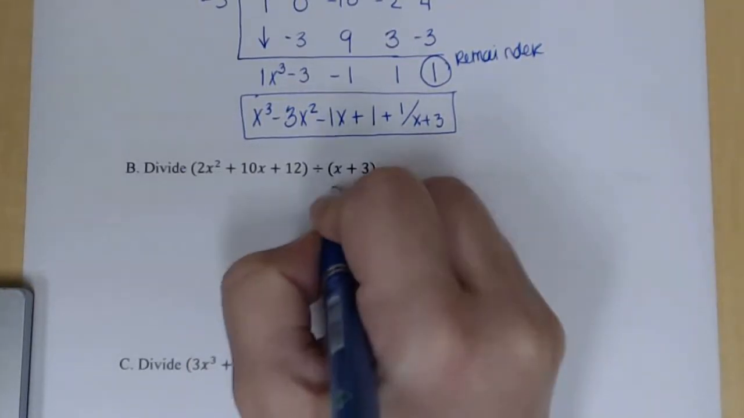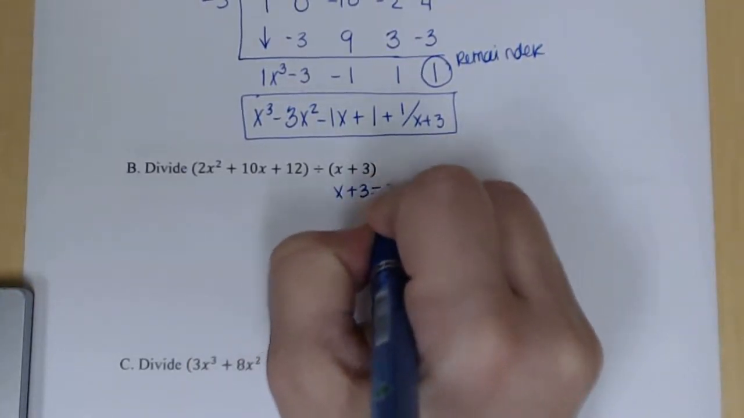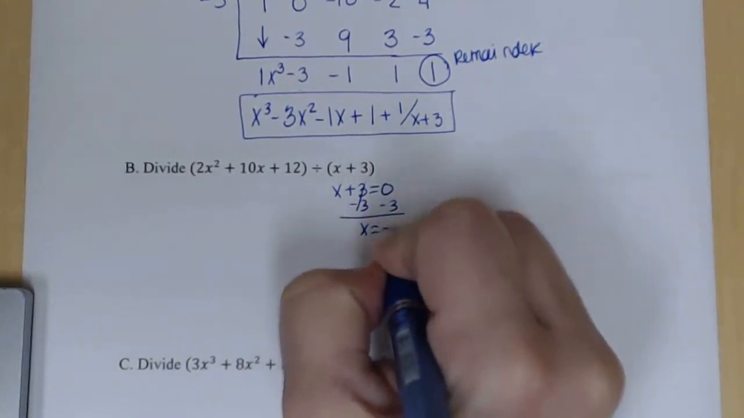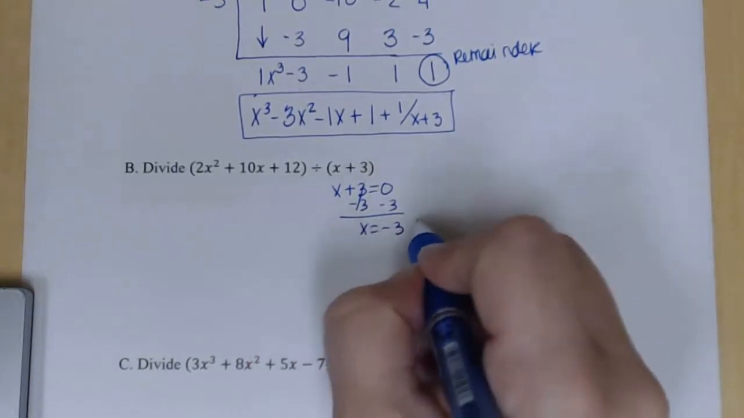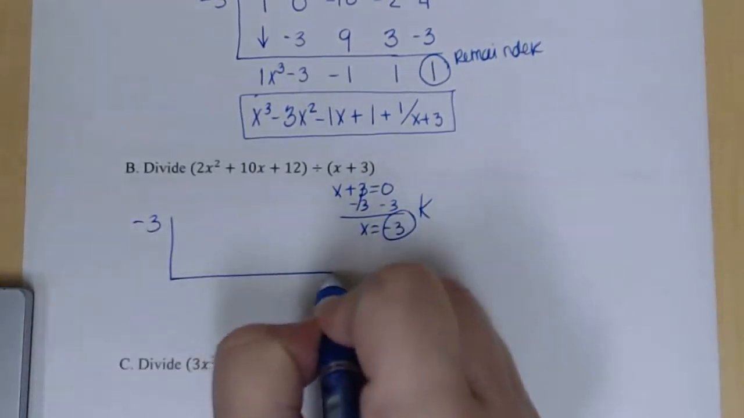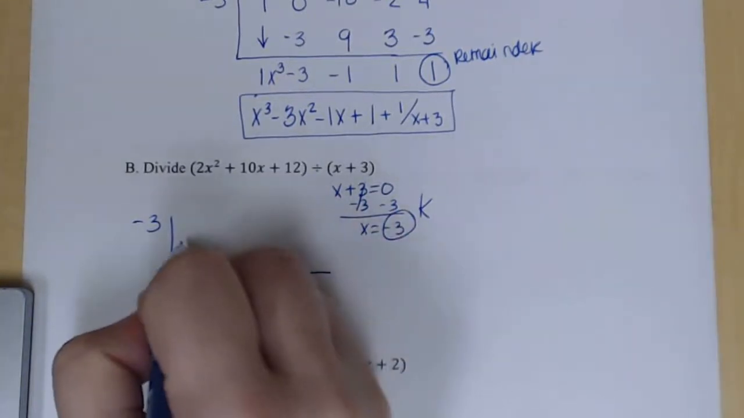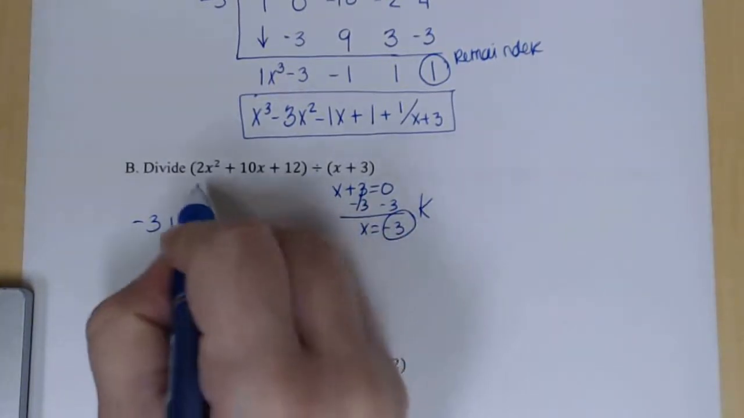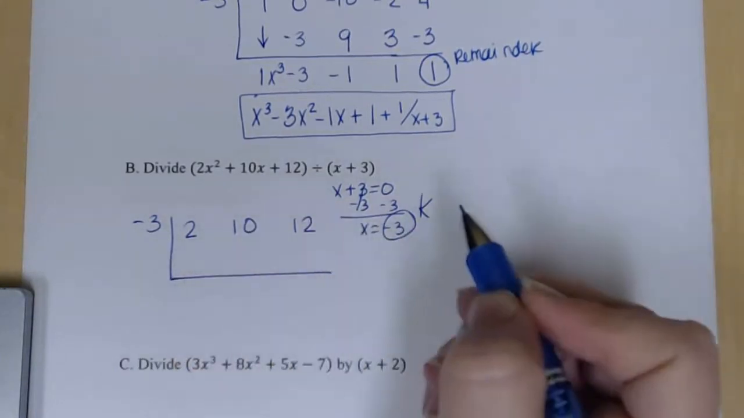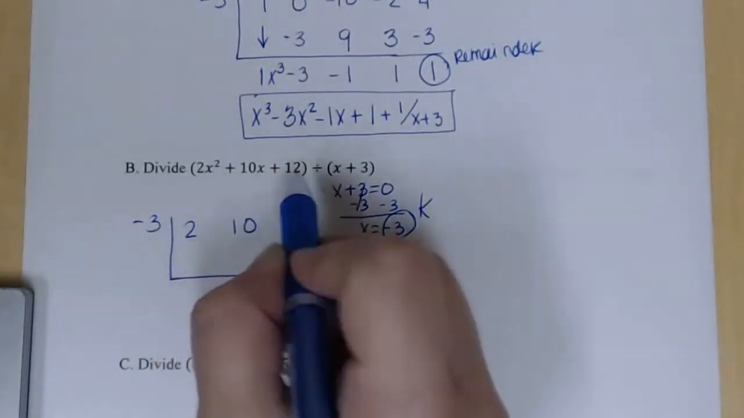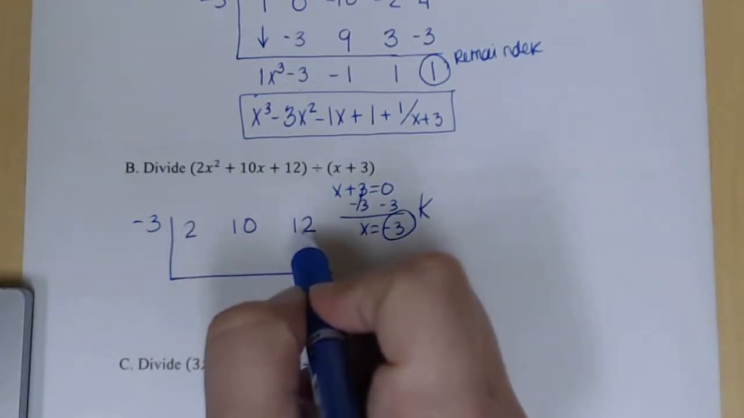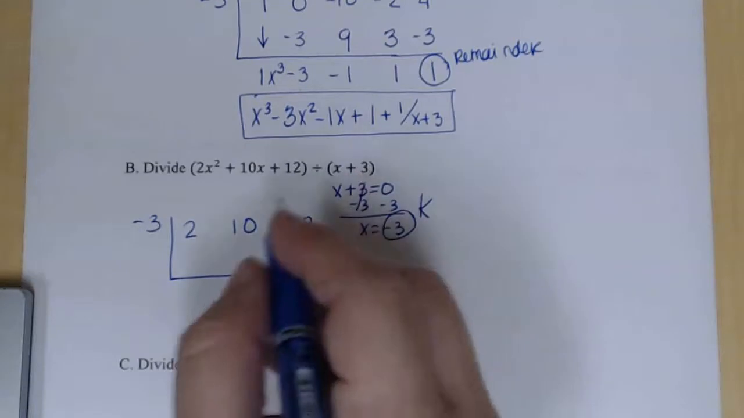First thing I'm doing is I'm going to find my k. So I'm going to set x plus 3 equal to 0. I'm going to subtract that 3 over, and I get x equal to negative 3. So this would be my k. So I'm going to put negative 3 out front and draw my large backwards L. Then I'm going to plug my coefficients here. My coefficients would be 2, 10, and 12. X squared, x, constant. Again, descending order of exponents, only the big numbers. If you're missing any, put in a 0.